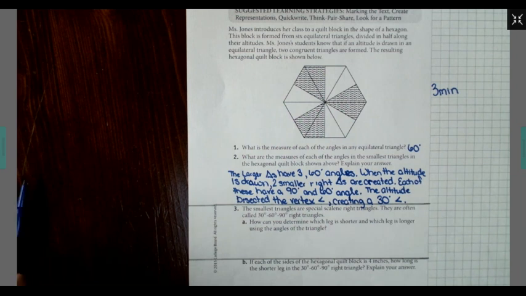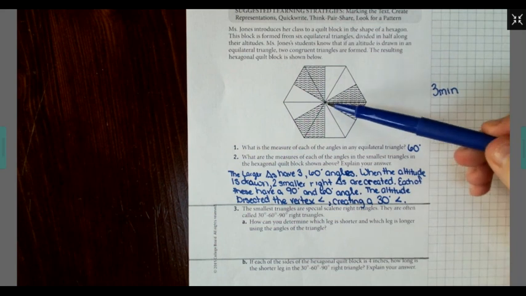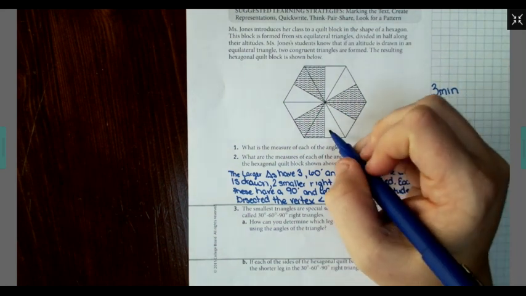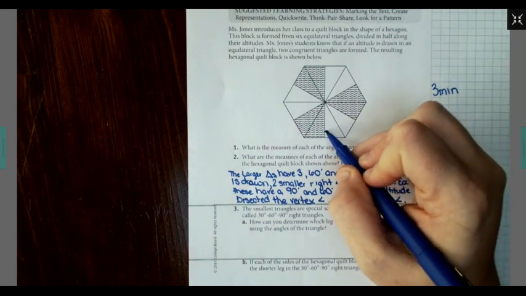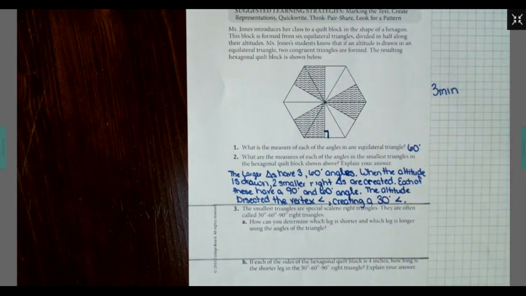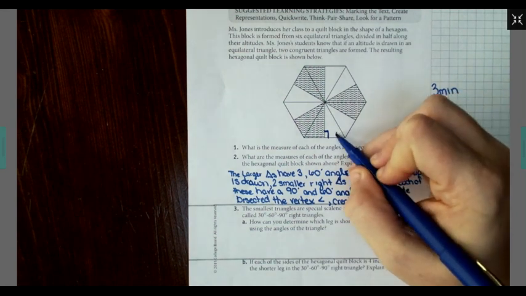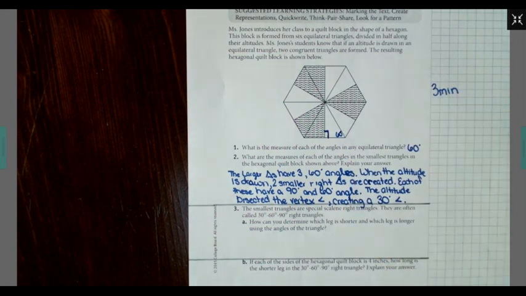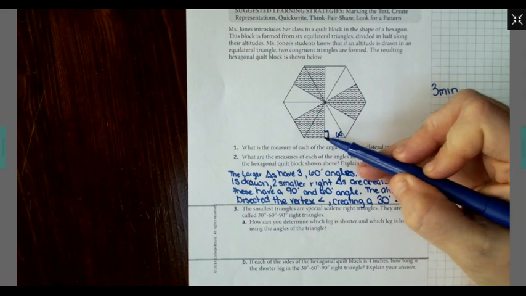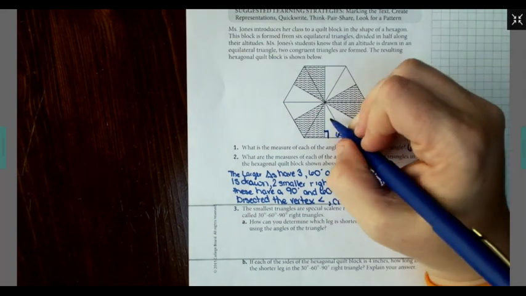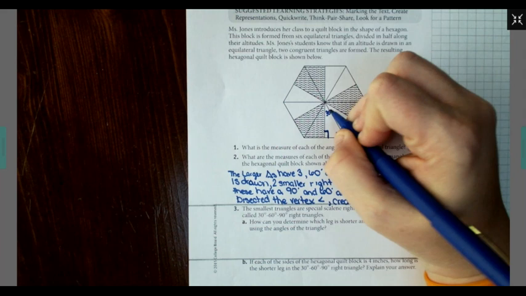We know that in an equilateral triangle, all angles are 60 degrees. It says the larger triangles have 3 60-degree angles. When the altitude is dropped, we know that we have now created 2 right triangles because remember, altitude is perpendicular, so it creates 90 degrees. Well, we already knew that this angle was 60 degrees, so if we have a 60 and 90, that would thus make this a 30-degree angle.